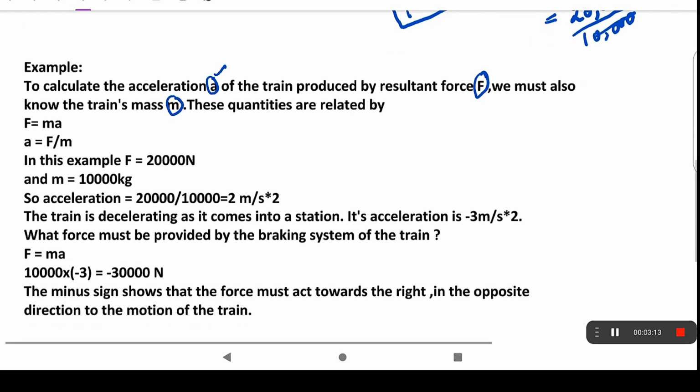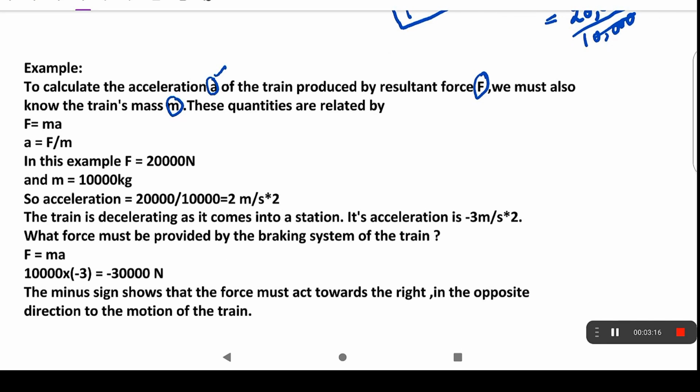And in the next case, the train is decelerating as it comes to the station. Now the train is coming into a station. Its acceleration is given, that is -3. Why are we writing minus here? Because it is deceleration. Now the train stops. After some time, it comes to rest. So what force must be provided by the braking system of the train? What is the actual force applied due to which the train stops?